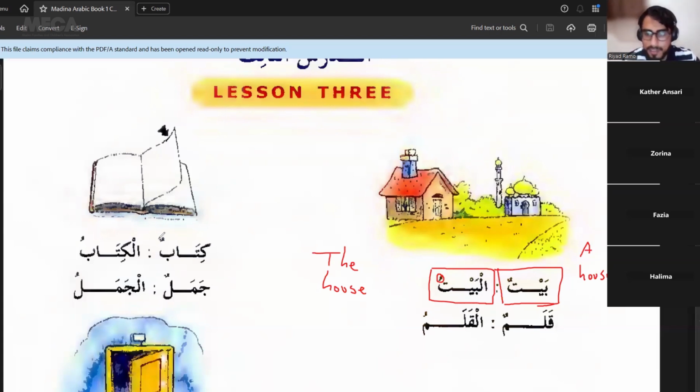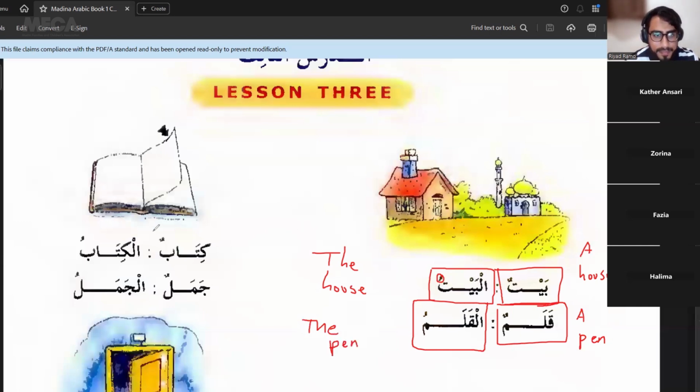Okay. So the next one, the one on the bottom, qalamun. What is it? A pen. Qalamun is a pen. Good. Now, how do I say the pen? Al-qalamu. Al-qalamu, the pen.